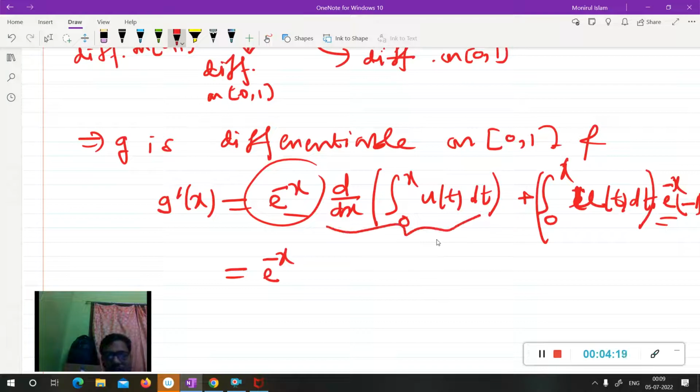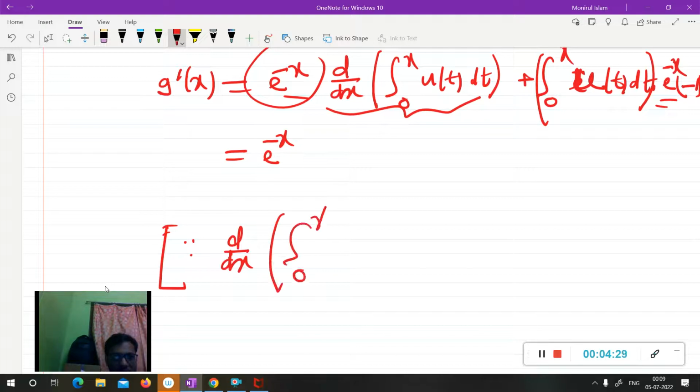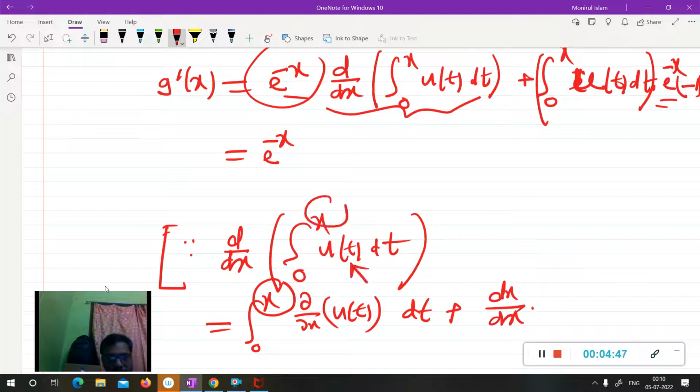What is the derivative of the integral from 0 to x of u(t) dt? For this you have to apply the Leibniz rule. By the Leibniz rule, you take the integral from 0 to x of the partial derivative with respect to x of u(t) dt, and then place the upper limit in place of t, which gives u(x), and the lower limit contributes 0.